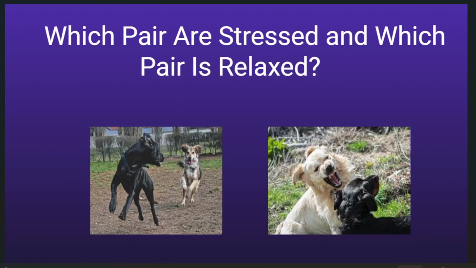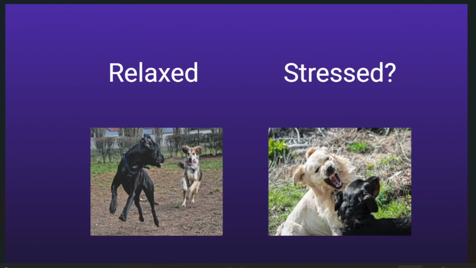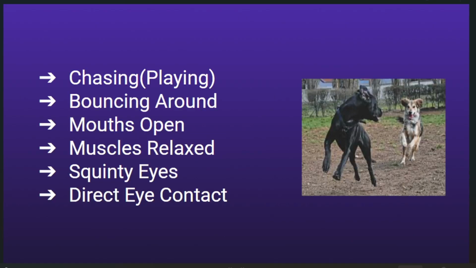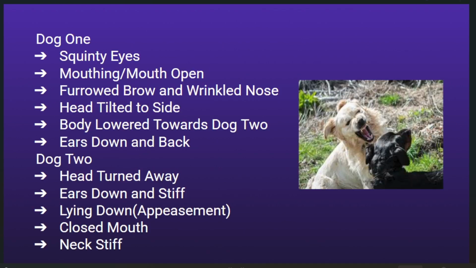So, which pair is stressed and which one is relaxed? Okay, I put a question mark here on the stress because it could look like they're playing and the other dog is just not interested in the play, or it could be something else. It's really hard sometimes to distinguish what's going on just by a snapshot. Okay, first photo. The dogs are chasing, playing, they're bouncing around, mouths are open, muscles are relaxed, squinty eyes, and they're giving each other direct eye contact. All right. Now, dog one is going to be the tan one, the one on top here.